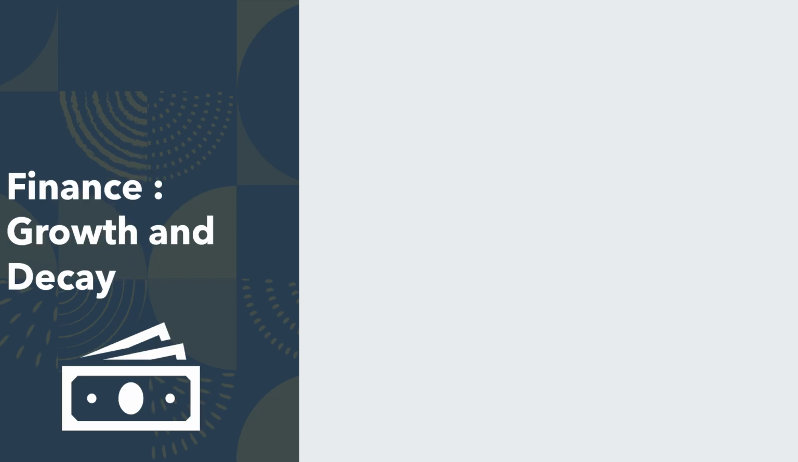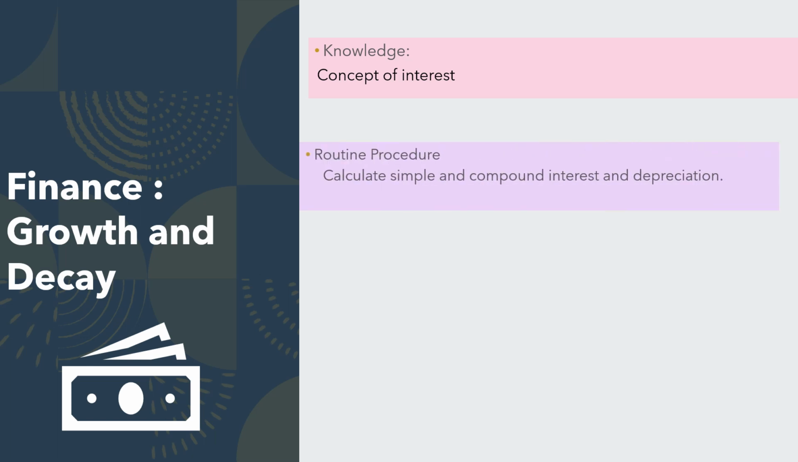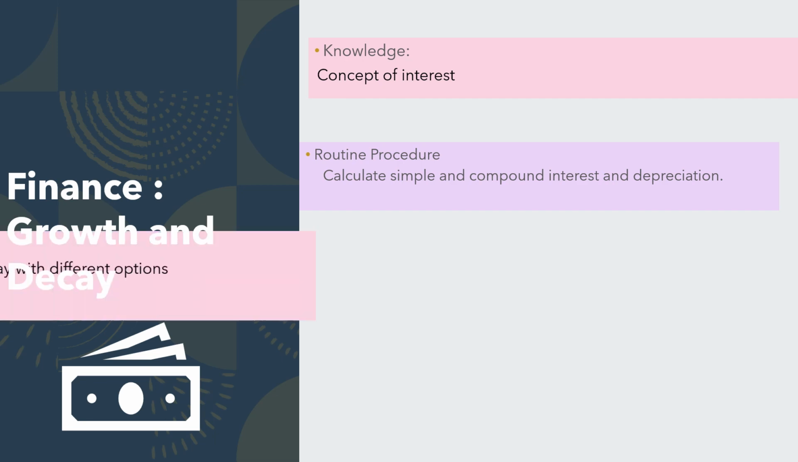Next, we'll look at finance, growth, and decay. Under the knowledge level, we will see if the students understand the basic concept of interest. Do they understand how money grows over time? And can they differentiate between simple and compound interest? Under routine procedures, we will calculate simple interest, compound interest, and depreciation.